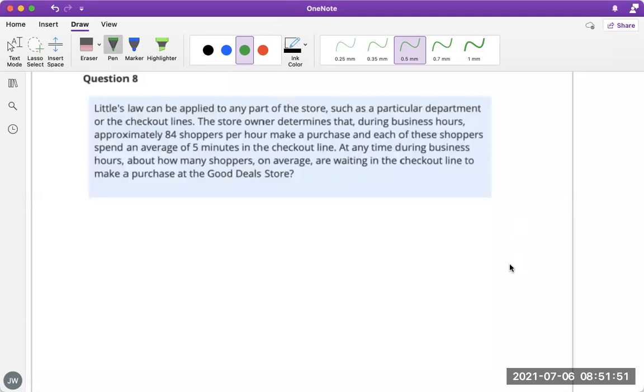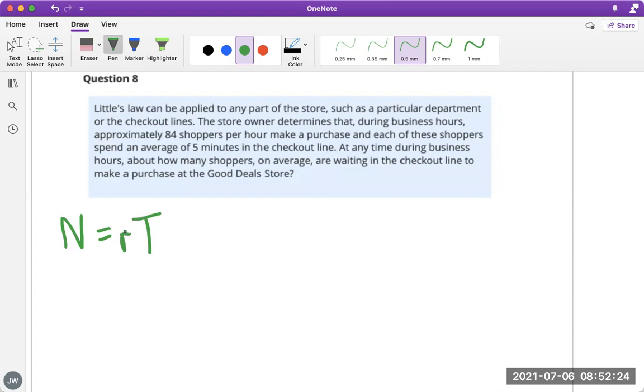All right, let's dissect this and see what it's telling us. Since the question states that Little's Law can be applied to any single part of the store, for example, just the checkout line, because that's what we're looking for, then the average number of shoppers in the checkout line at any time is N. We're going to write that again. Here's your equation. N is going to be equal to, do you remember what it was? R, lowercase r, times T.